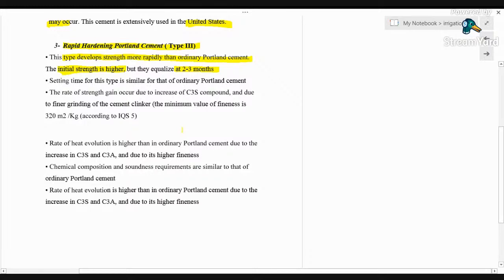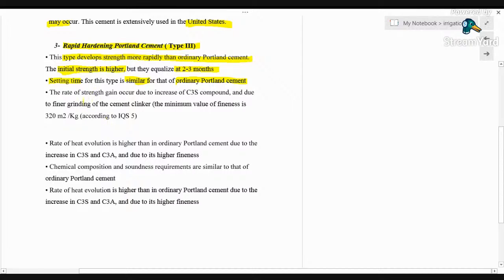After 2 to 3 months, whatever strength is gained by OPC, the same strength will be gained by the RHC. RHC means rapid hardening cement. And the setting time for this type is similar to the Portland cement. What of the setting time? The initial setting time is 30 minutes. Generally, we consider 30 minutes for ordinary Portland cement and 10 hours for the final setting time. So the setting time is similar to that of OPC, ordinary Portland cement.